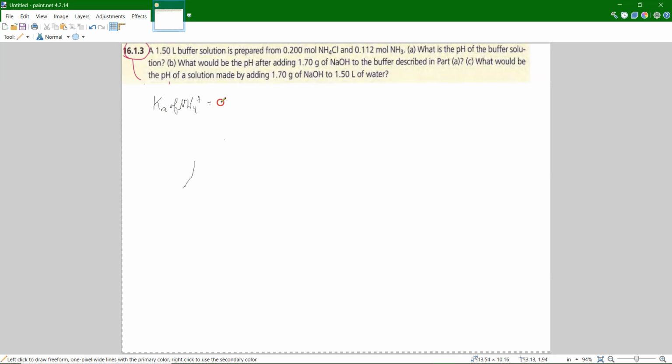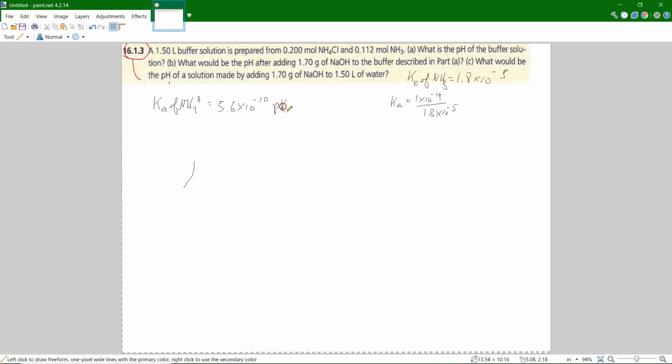Ka of NH4 plus is 5.6 by 10 to the minus 10. Now you might not be given that. You might get the Kb of ammonia, which is 1.8 by 10 to the minus 5. But again, for review, the Ka of the conjugate acid is Kw, 1 by 10 to the minus 14, divided by Kb, 1.8 by 10 to the minus 5.